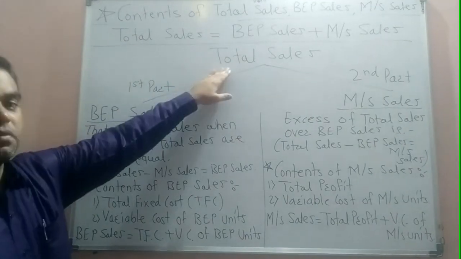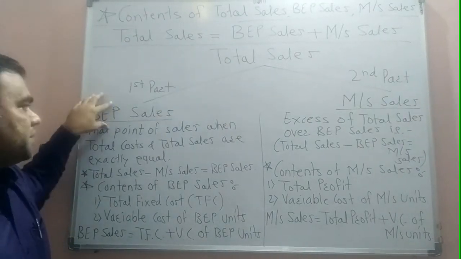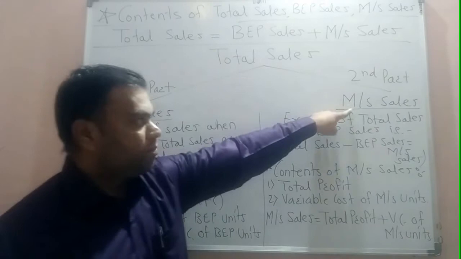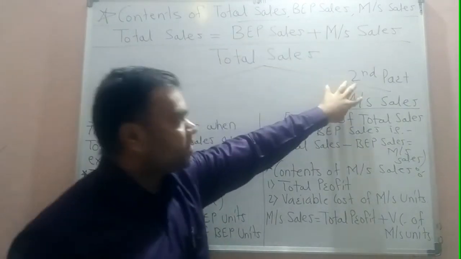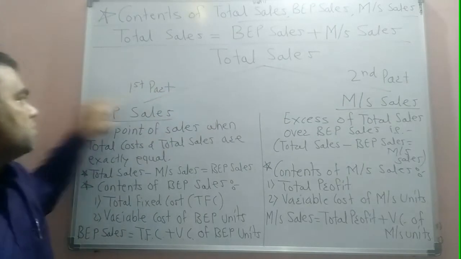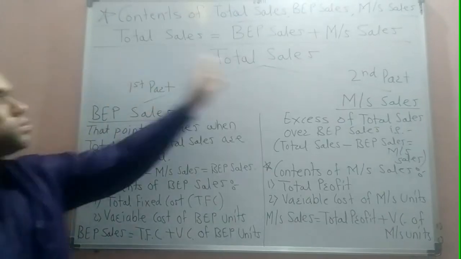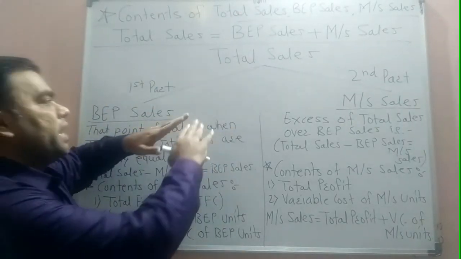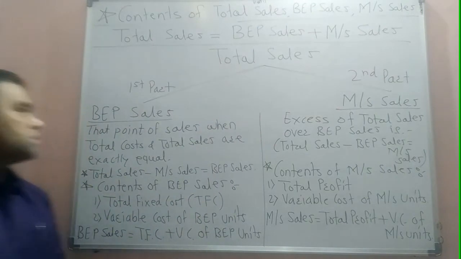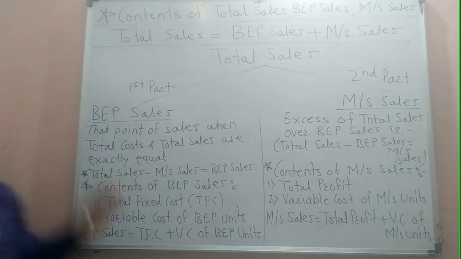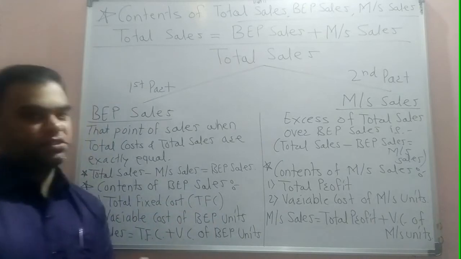Total sales less BEP sales is equal to margin of safety sales. Total sales less margin of safety sales is equal to BEP sales, because total sales is broken into two parts. So first of all, we are going to understand BEP sales as we have discussed in the last lecture.